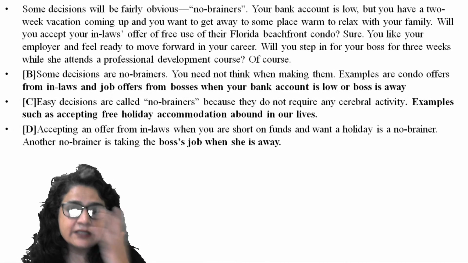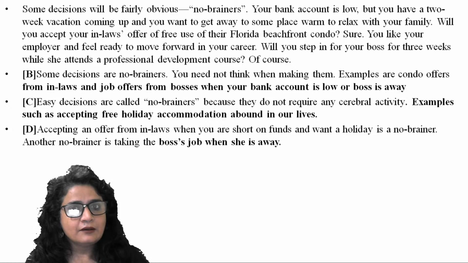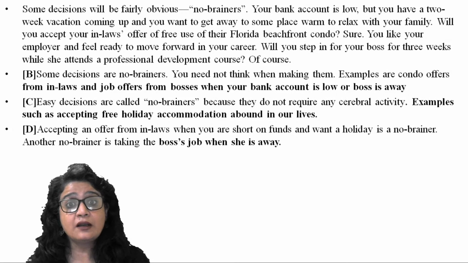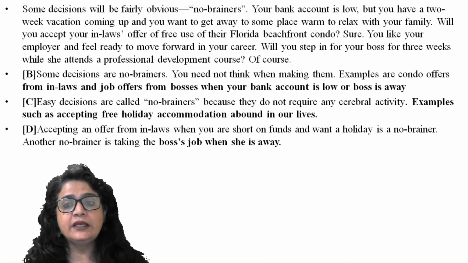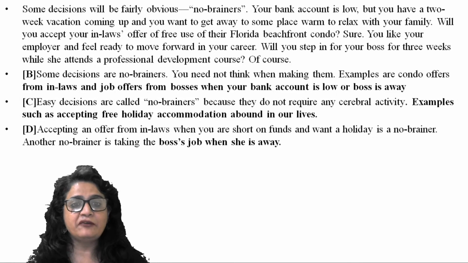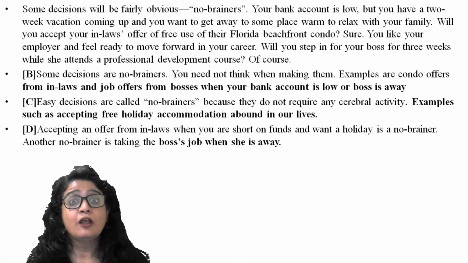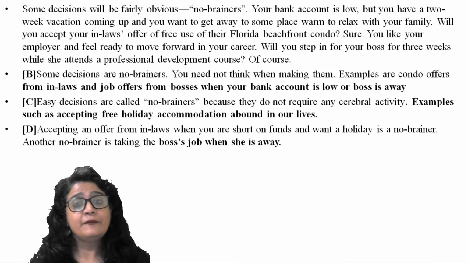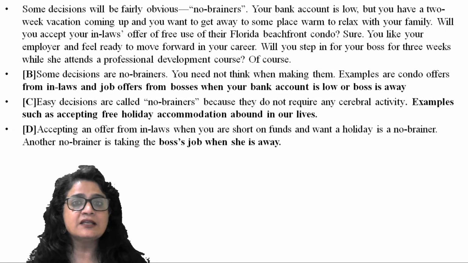Look at C. Easy decisions are called no-brainers. So at the very beginning only, it distorts the main idea, because he says some decisions will be fairly obvious in some situations, when the situations are these. Not all the time are these decisions no-brainers. In certain situations, these decisions are no-brainers. Second, because they do not require any cerebral activity. Examples such as accepting free holiday accommodation abound in our lives. One example capturing. Okay, you can leave out another example, but this is also leaving out important information about the situation. You don't have enough funds, and that is why you are accepting your in-laws' offer to offer you accommodation. Right? So that mention of important detail is missing in this paragraph.